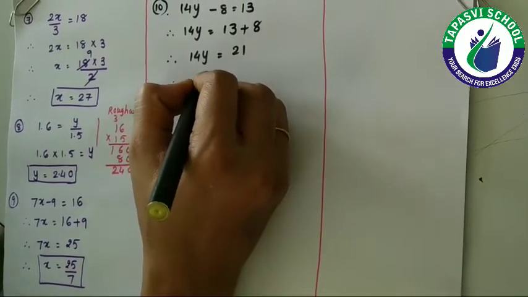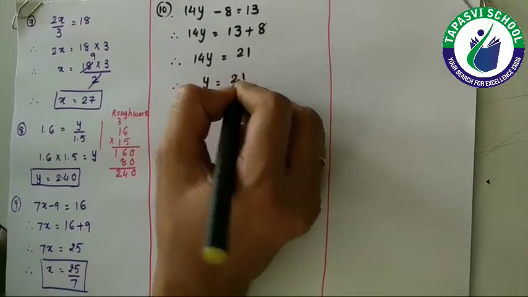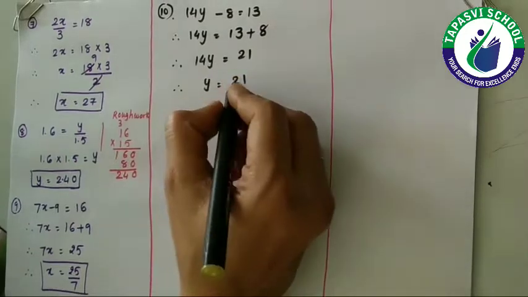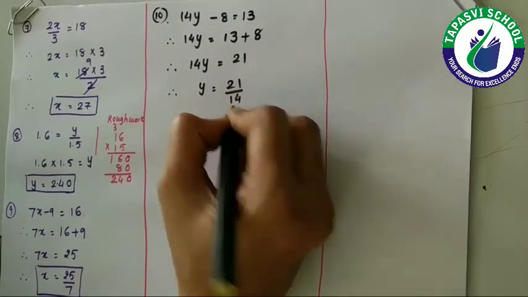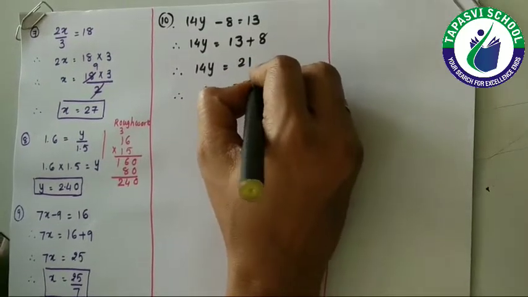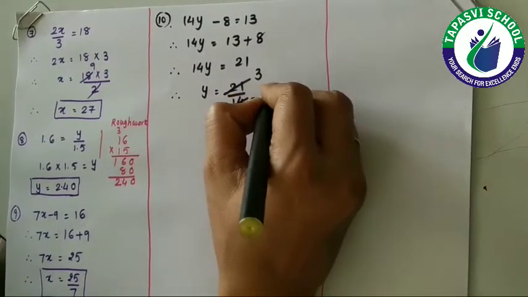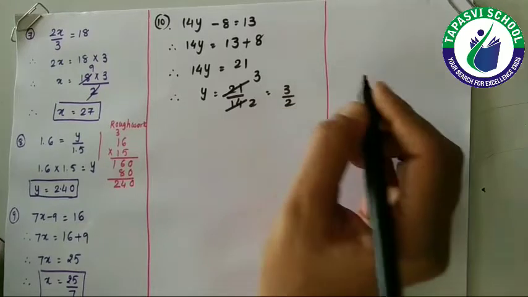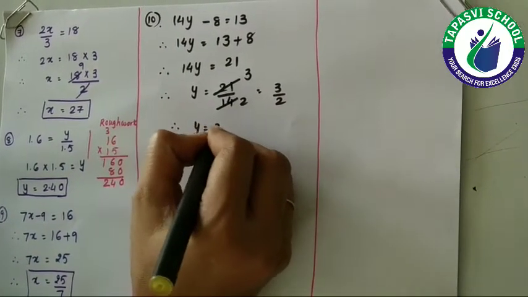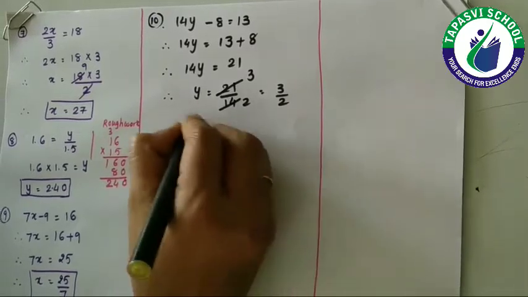Now again students, y will remain as it is, 21. Now this 14 is in the relation of multiplication, this side it will come in the relation of division. 7 3s are 21, 7 2s are 14. So 3 upon 2 will be our final answer. So y is equal to 3 upon 2.